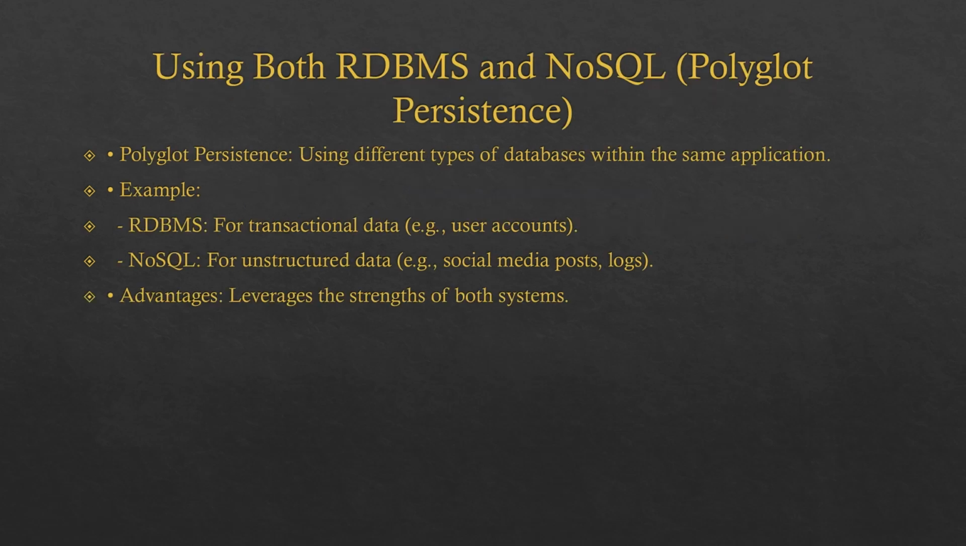In modern systems, many developers adopt a hybrid approach using both RDBMS and NoSQL databases. This strategy, known as polyglot persistence, allows us to use the strengths of both systems. For example, we might use an RDBMS for transactional data like user accounts, while NoSQL handles unstructured data such as logs or social media posts.